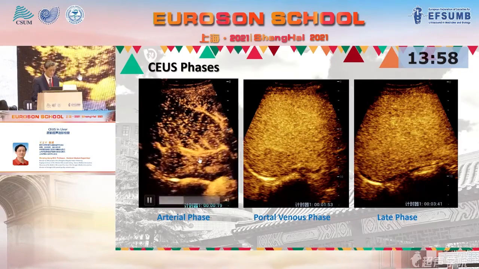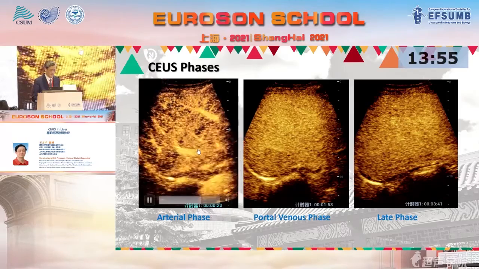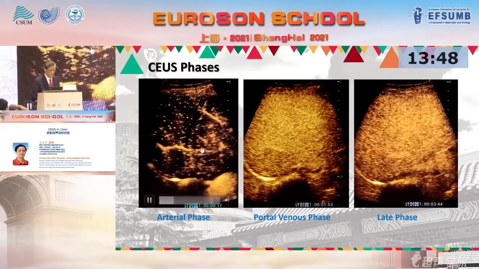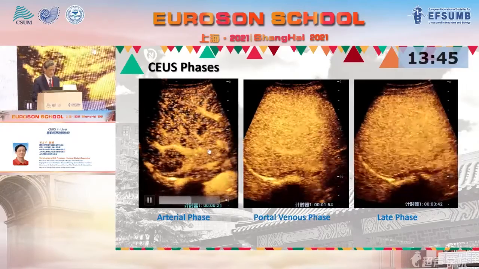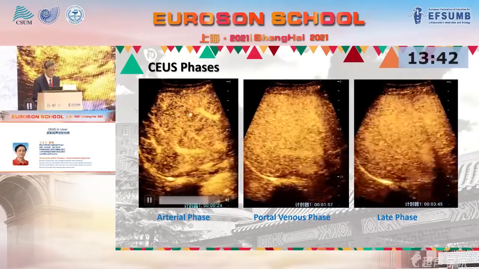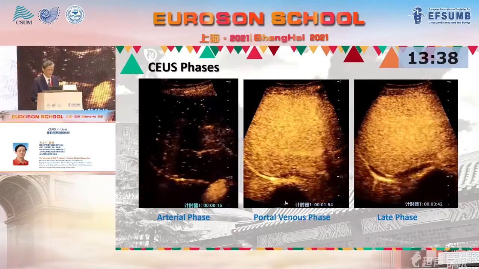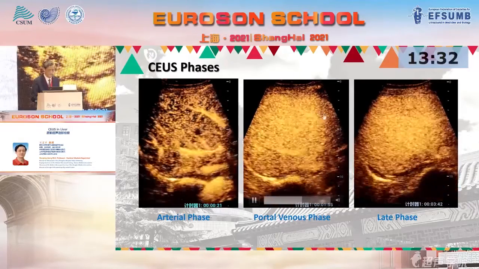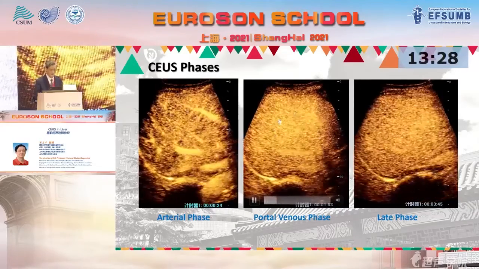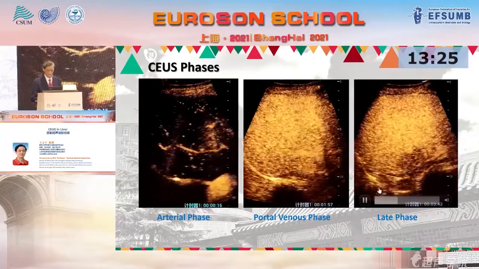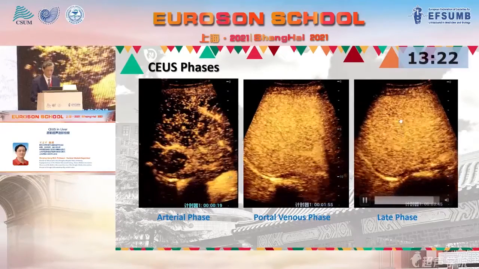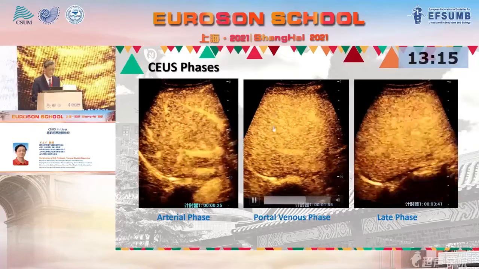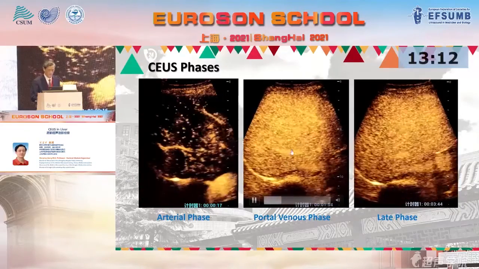You see, this is the arterial phase of liver CEUS. In the arterial phase, we see the hepatic artery and its branches. In the portovenous phase, we see diffuse parenchyma enhancement. In the late phase, the enhanced degree is lower compared with the portovenous phase.